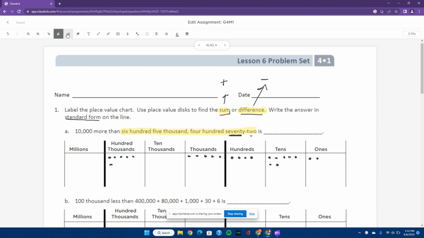Okay, now I need to figure out what 10,000 more than that would be. So with the 10,000, that means I'm going to be putting an additional dot down here in my 10,000s, and I'm doing that in red to show that that would be 10,000 more. So what number does this now show? I'm going to put that in standard form up here. Well, I still have 600,000s, 10,000s, and 5,000s to make 615,000. And now I just need to look at my 100s, 10s, and ones. 472.